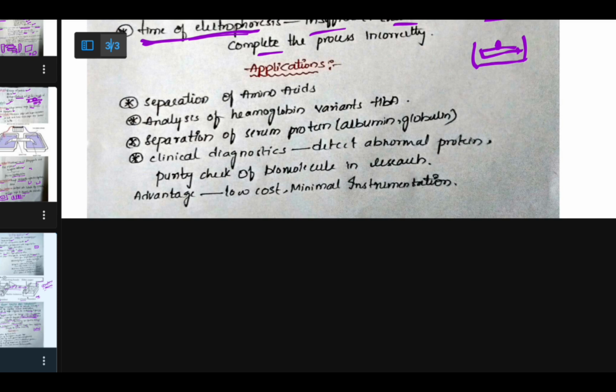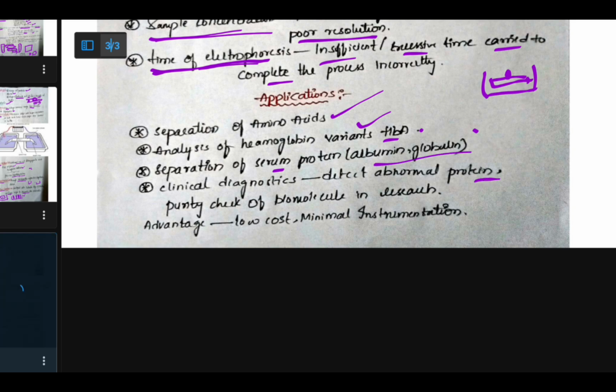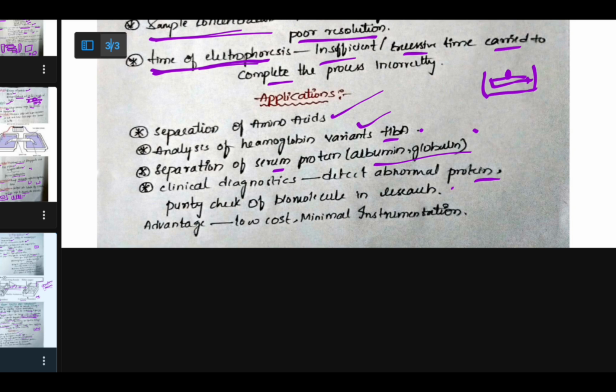Applications: we have many uses of electrophoresis. We can use it for the separation of amino acids, hemoglobin variants such as HbA and HbC, and separation of serum proteins such as albumin and globulin. In clinical diagnosis, it detects abnormal proteins. It is also used for purity checks of biomolecules in research. And the advantages are low cost and minimal instrumentation.